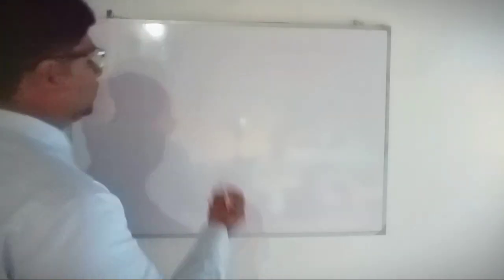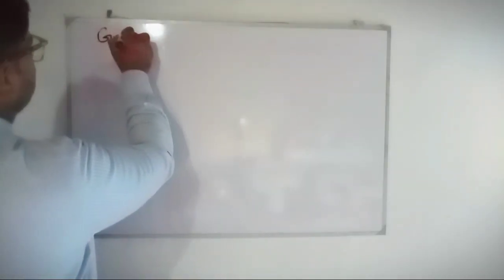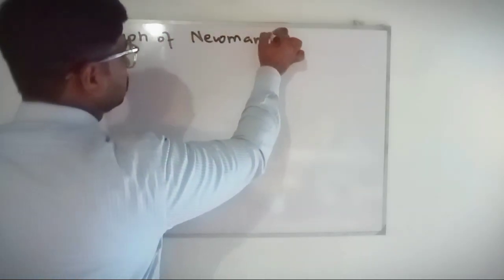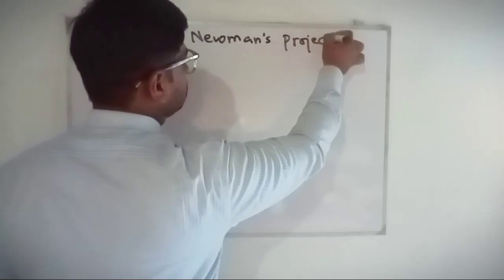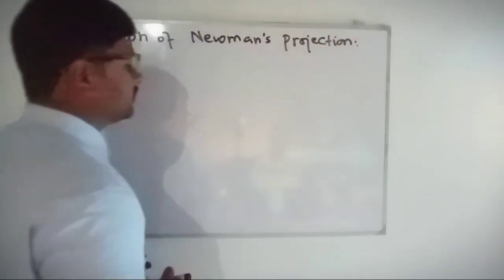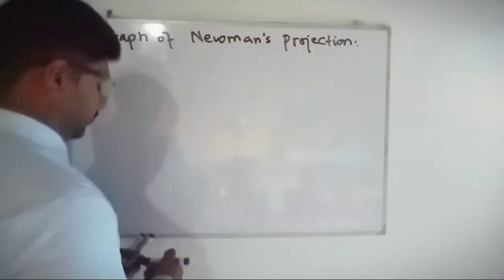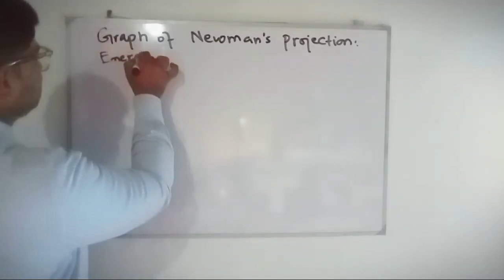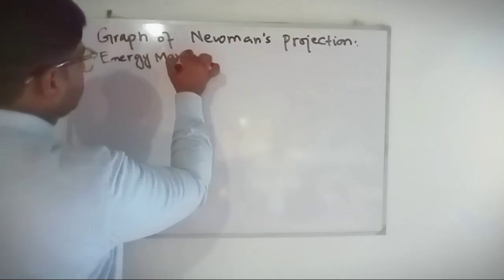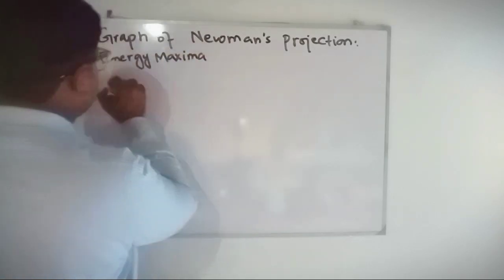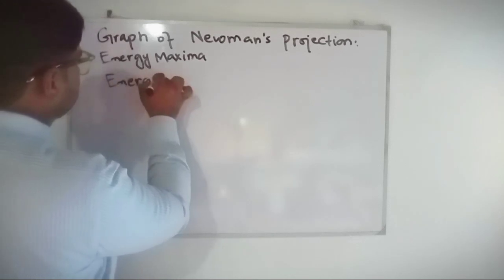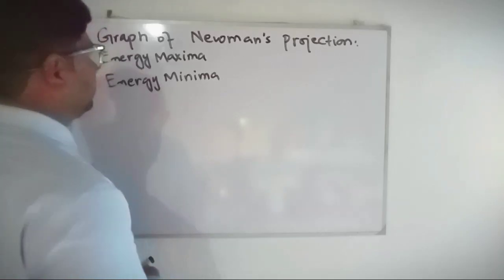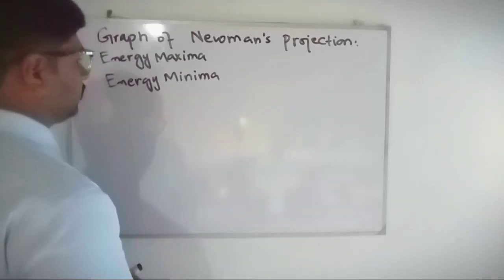So today we are going to discuss how to draw a graph of Newman's projection. Remember that the graph of Newman's projection actually shows us two things, which are energy maxima and energy minima. These are the two things that are shown by the graph of the Newman's projection.